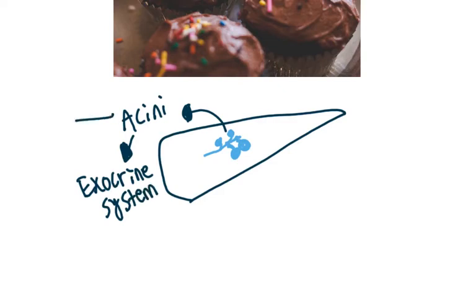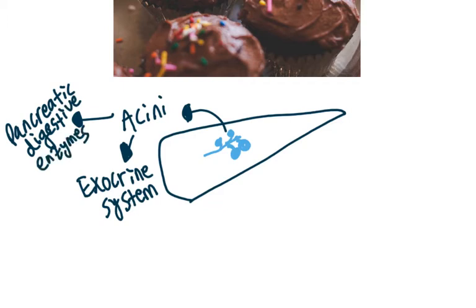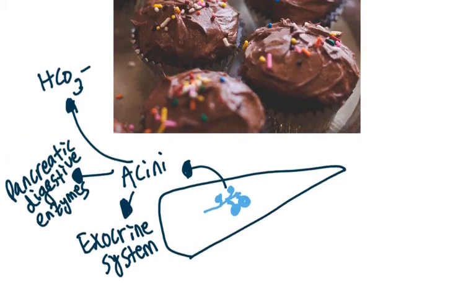Our acini release all our pancreatic digestive enzymes, to digest all that food that you eat. Our pancreatic acini are also responsible for releasing bicarb. The reason we need bicarb is because the hydrochloric acid in the chyme from our stomach that comes into our duodenum is super acidic, so we need something to neutralize it. Bicarb is a major neutralizer, making our chyme less acidic.